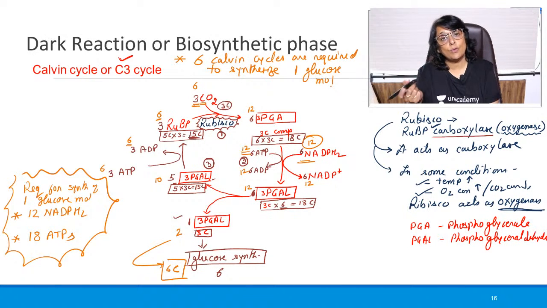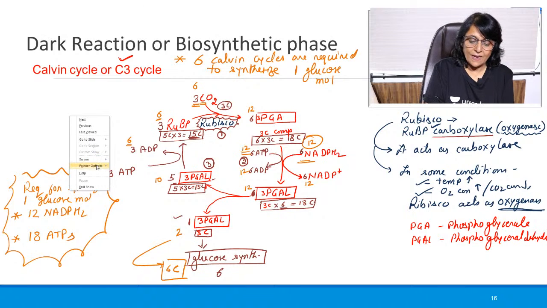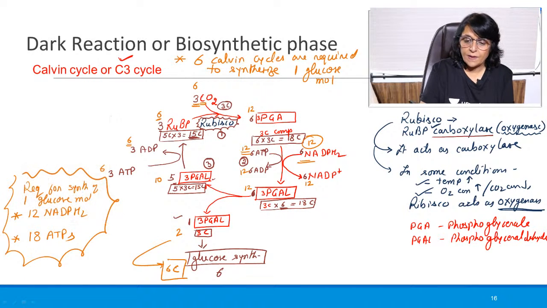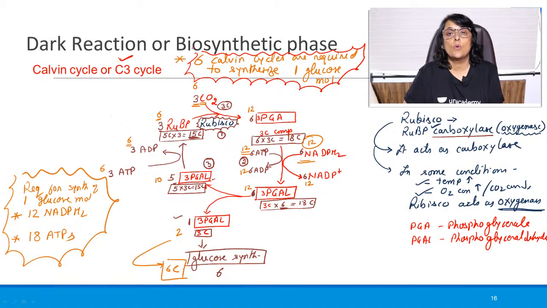Why did we change it to 3 or 6? Only to make this whole thing easy for us to understand. Otherwise, it is always 6 Kelvin cycles required to synthesize 1 glucose molecule. Because if you remember, when we talked about dark reaction in the beginning, we said there are 3 major steps. Actually, there are many intermediate steps. Now, 3 steps, a quick recap of this.